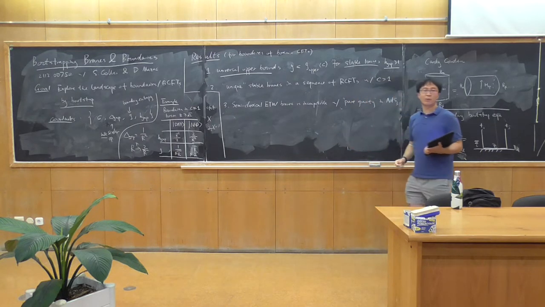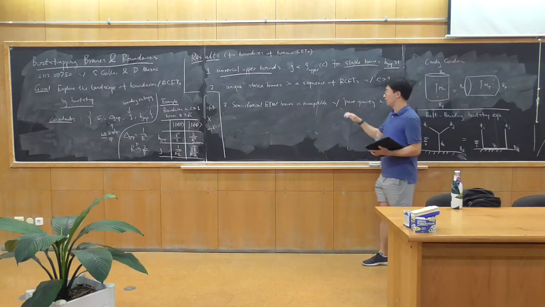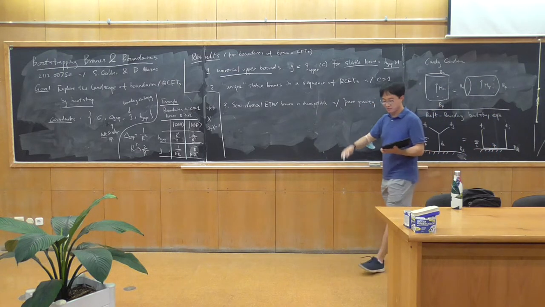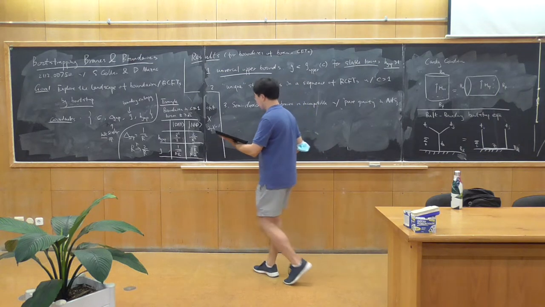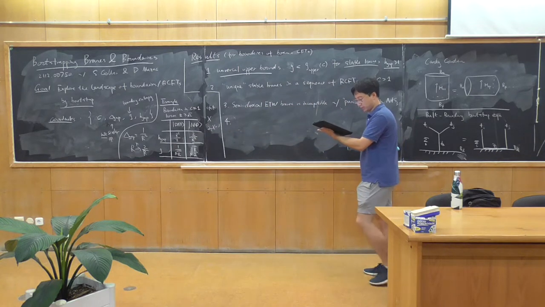I put quotation marks on the pure gravity just because there are various versions of pure gravity in AdS3 in the literature. I'm talking about a particular naive version of it, which I'll be explicit about. Because here I'm just summarizing the results, I don't want to get into it just yet.